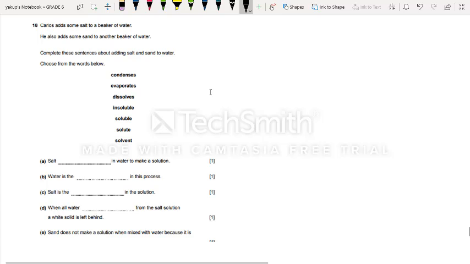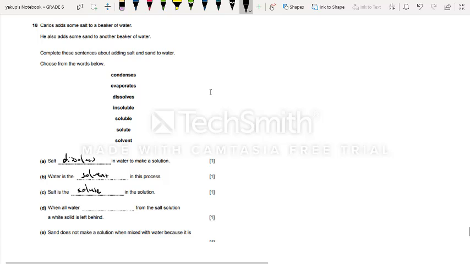Salt dissolves in water to make a solution, right? Salt dissolves in water to make a solution. Water is the solvent, right, guys? Water is the solvent in the process. Salt is the solute in the process, guys.